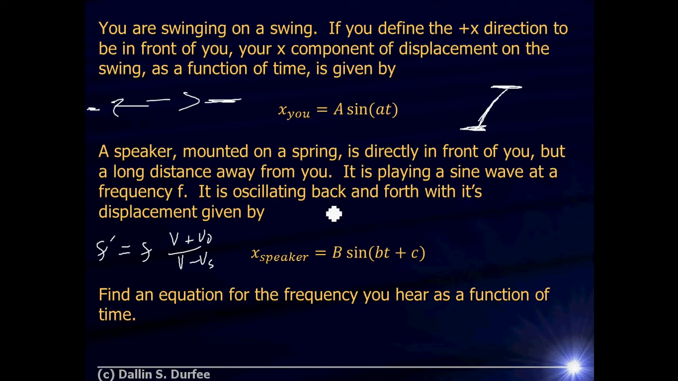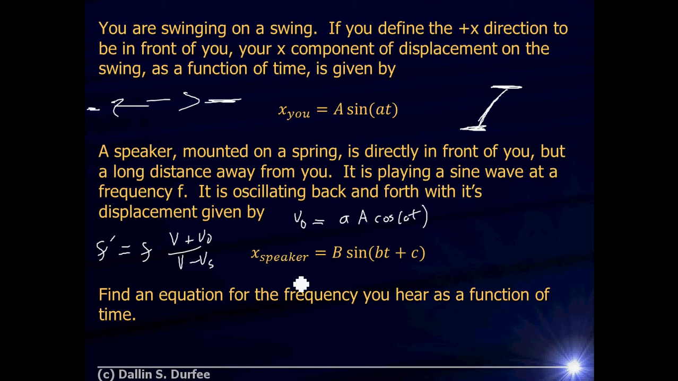So I just need to know what v observer is and v source is. So v observer is me, right? So I take the time derivative of this and I say v observer is just going to be A a cosine at, right? And that's the velocity of the observer. Now notice, if I'm moving in the plus x direction, the speaker on the spring is in the plus x direction away from me. So if I am moving in the plus x direction, that means I'm moving towards the speaker. So my velocity here is going to be positive, all right?